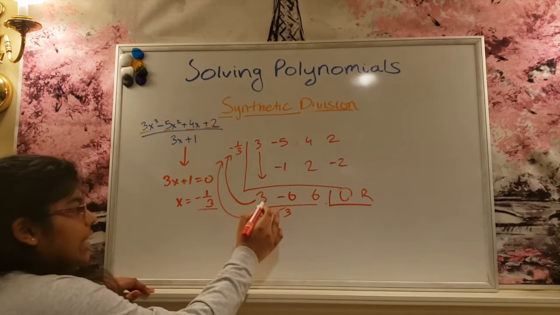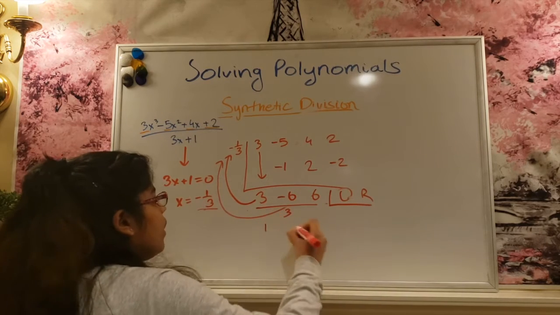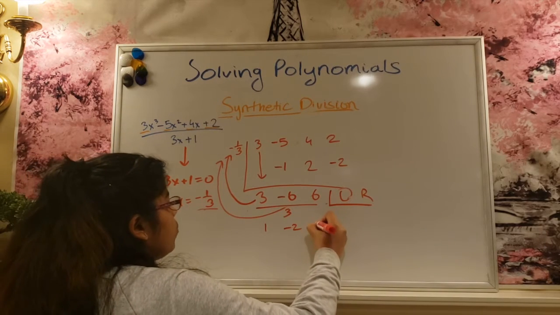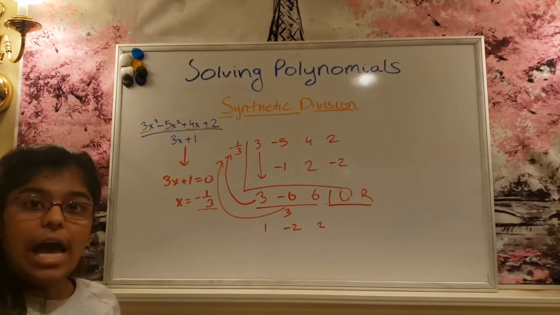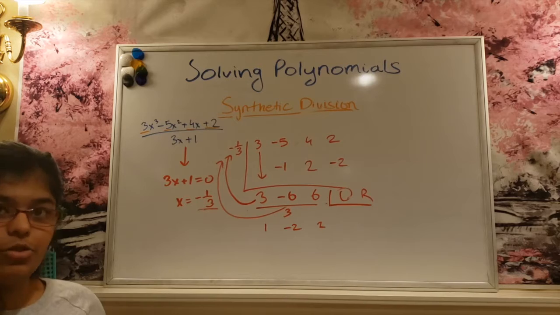So we have to divide each of our numbers by 3. So this would be 1, this would be negative 2, and this would be 2. Now, how do we form them? We have to form them in order of decreasing degrees.